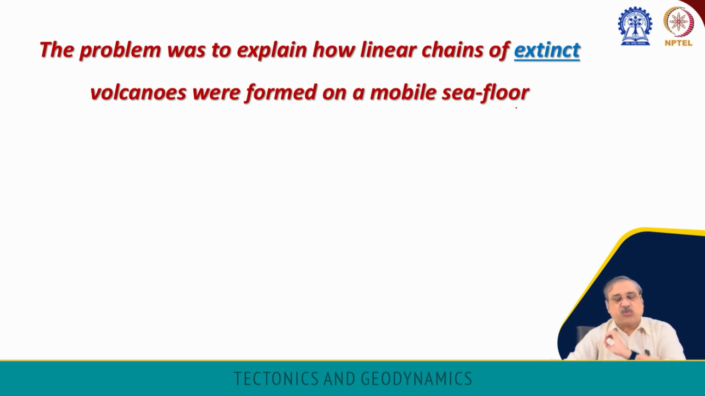The problem, of course, was to explain the Hawaiian chain, because as you move away from the island of Hawaii, the older volcanoes were all extinct volcanoes. These are not currently active. So, as you move away, these volcanoes were formed on a mobile sea floor, but these things are not active now. So, if there was a fault continuously all the way through, all the volcanoes should be active, and that is not what we see.